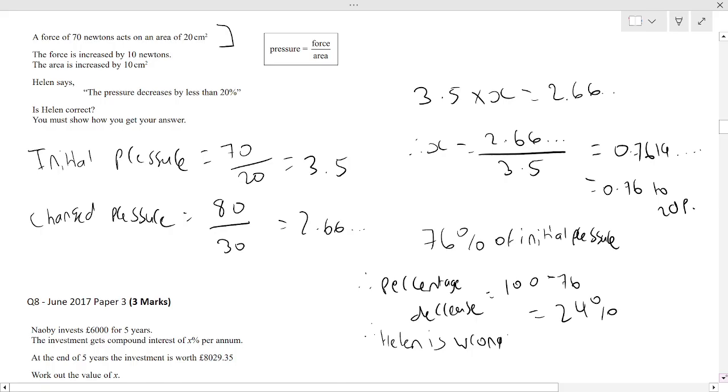Well, I guess if you wanted to just say, as 24 is greater than 20. I don't know, but she must be wrong then.